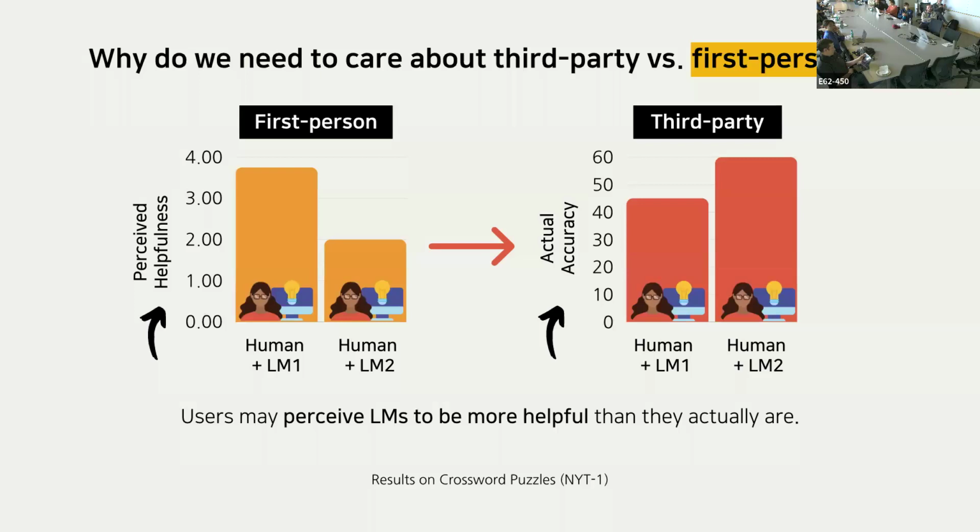But that also has risk, because we do see that users may perceive language models to be more helpful than they actually are. In this example, users perceive language model 1 to be way more helpful than language model 2. But when you look at their performance on this task, crossword puzzles, users with language model 2 performed a lot better. There can be many reasons for this, but one is that language model 1 is much more confident and much more fluent. So when it asserts certain information to be true, it's easier for users to be fooled and believe that, oh, okay, that is true.